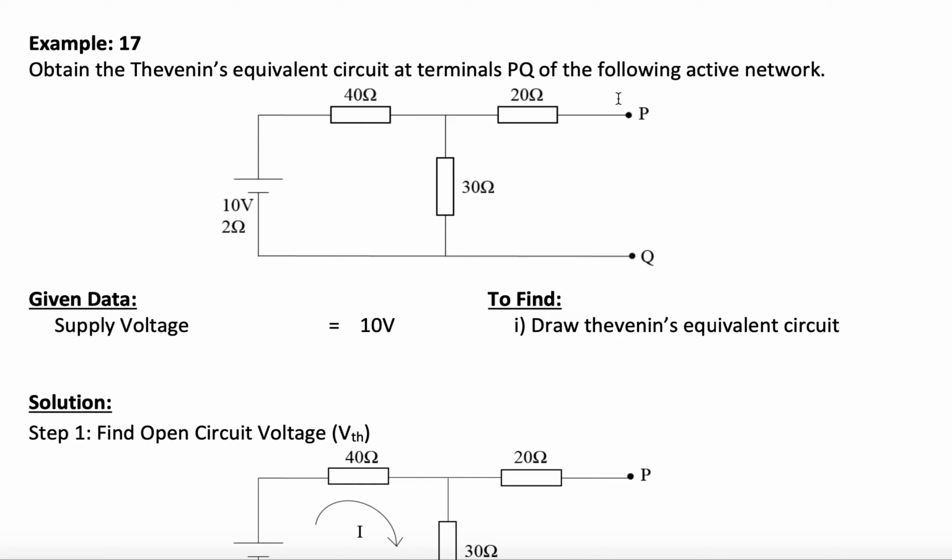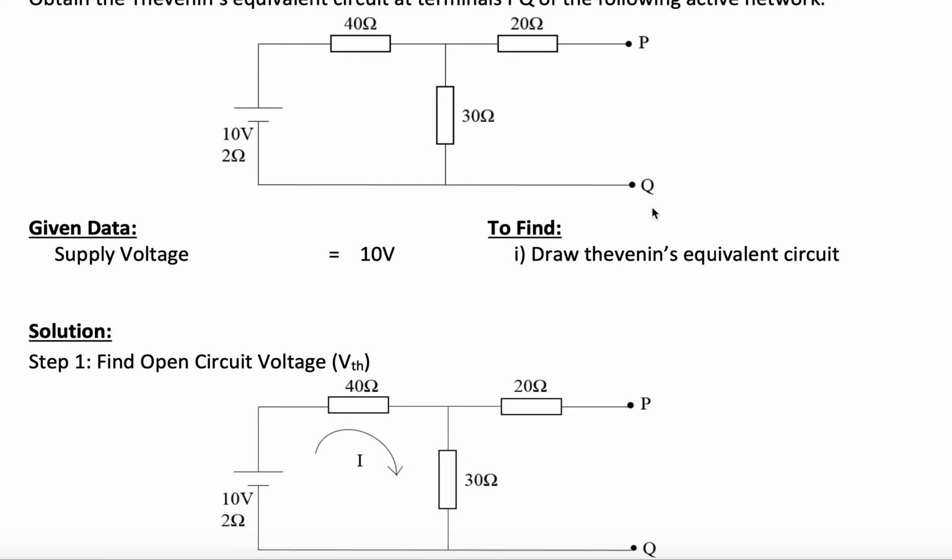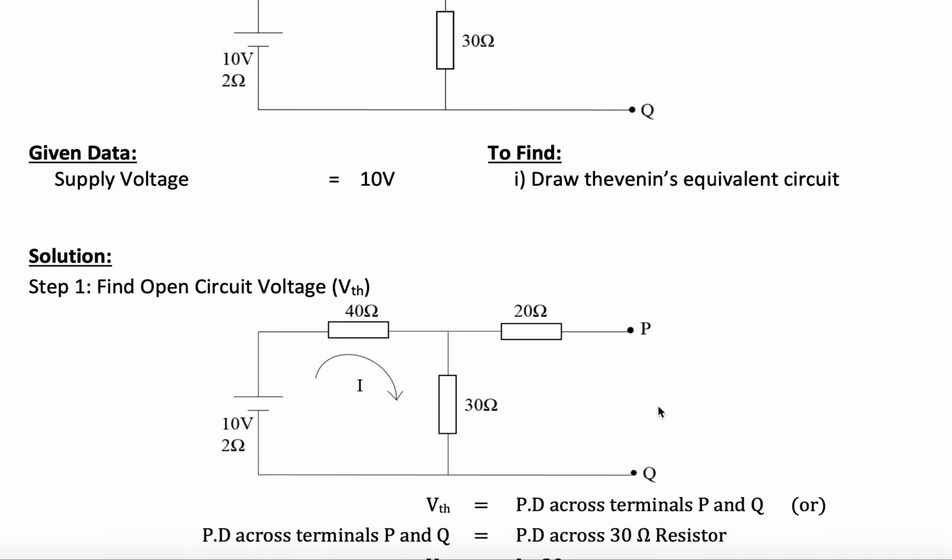Let's see how to apply the Thevenin's equivalent circuit at the open circuit terminals of the active network. You need to choose these two as the terminals of interest. Okay, you need to find the Thevenin's equivalent. How to find it? First, find the open circuit voltage.